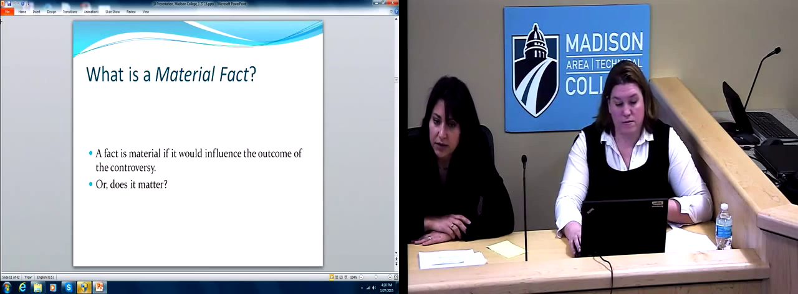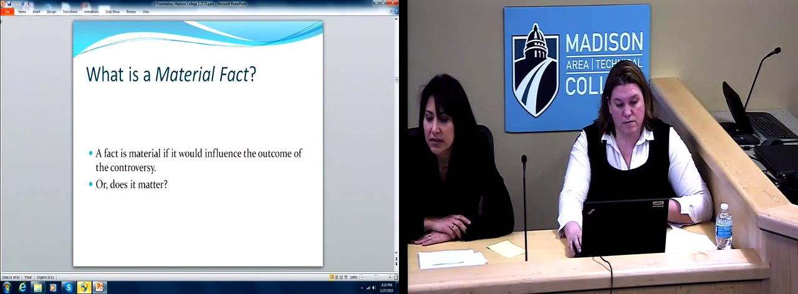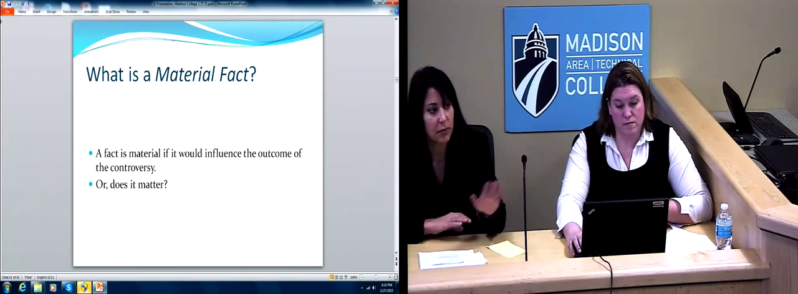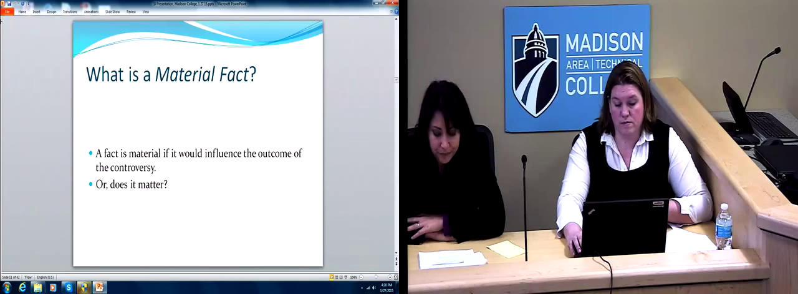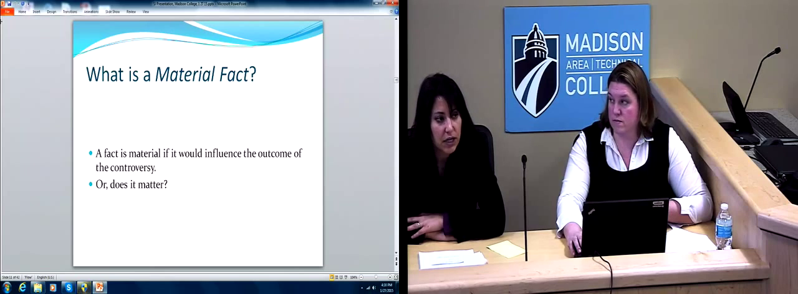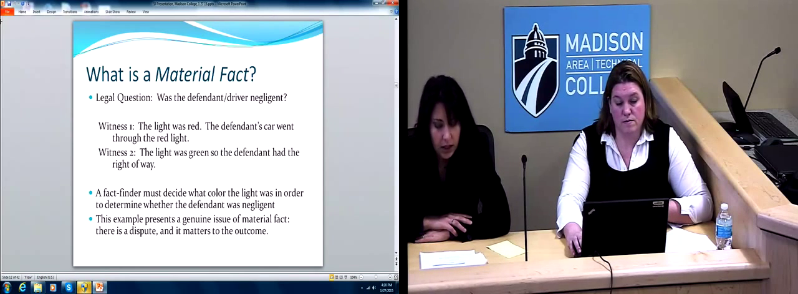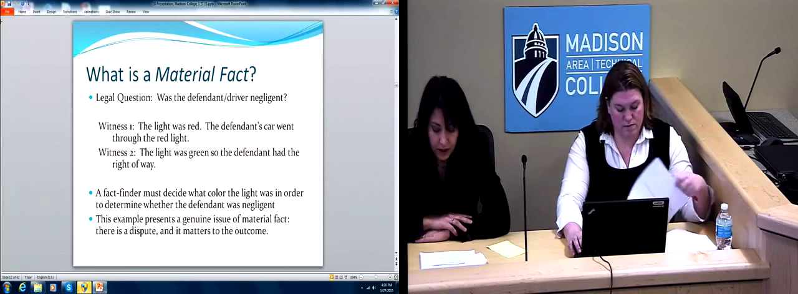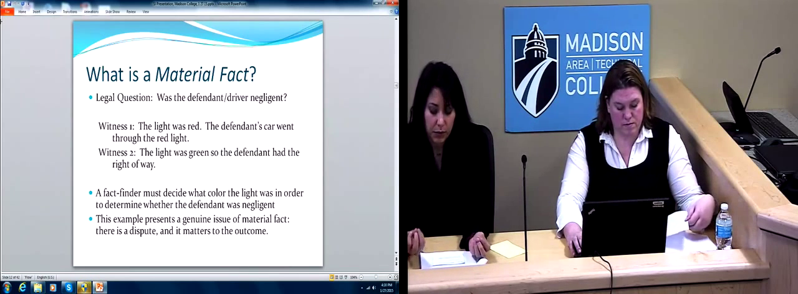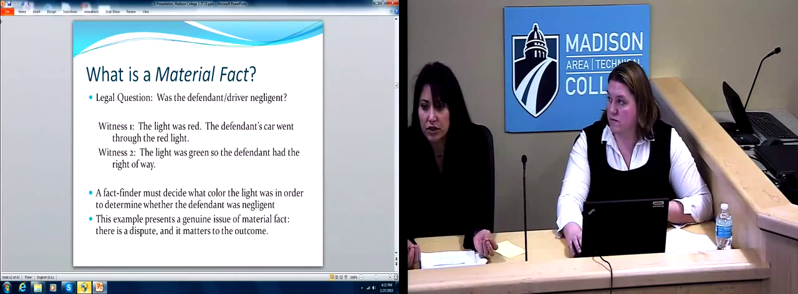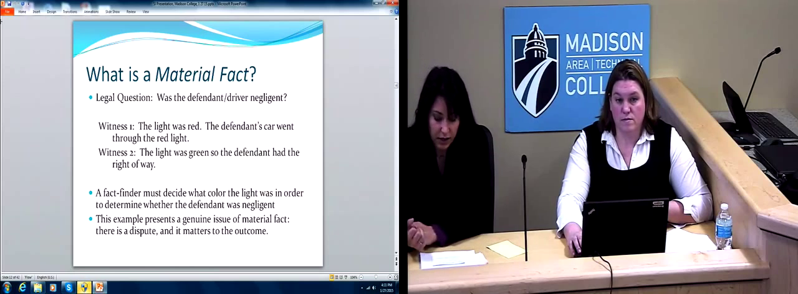What is a material fact? So remember, the summary judgment standard is when there is no genuine dispute of material fact. So we talked about genuine, now we're going to talk about material. A fact is material if it would influence the outcome of the controversy. Another easy way of saying that is, does the fact matter? So let's start with a legal question. When we talk about genuine facts and material facts, we're talking about the bridge between the facts and the law and how they fit together and whether or not they fit together.